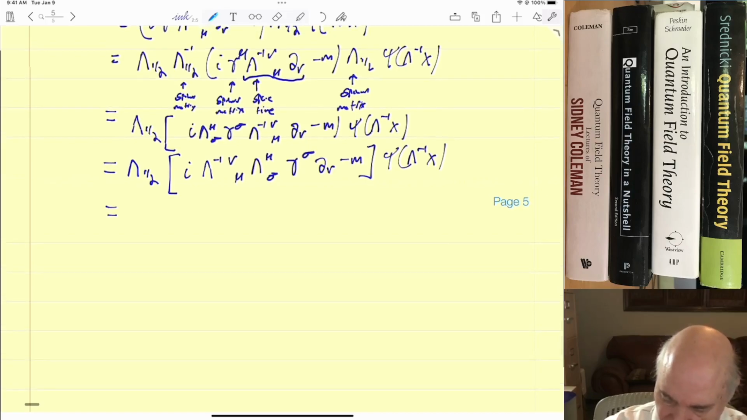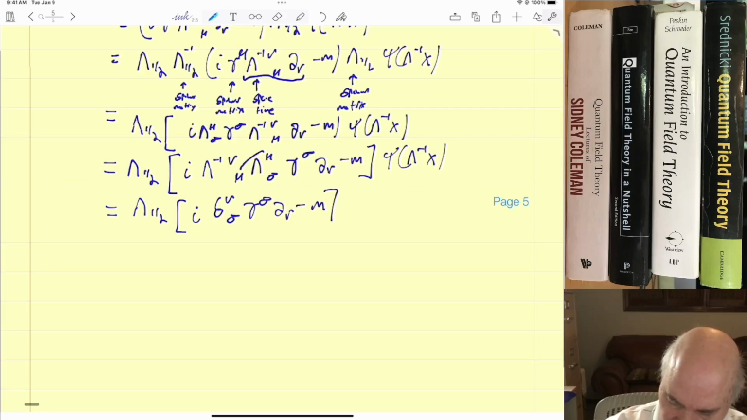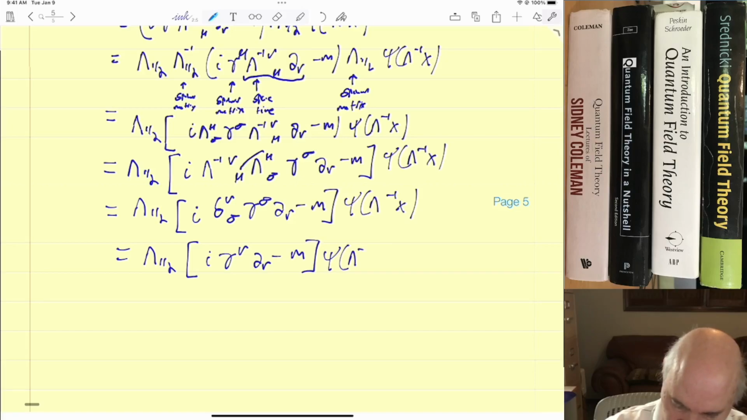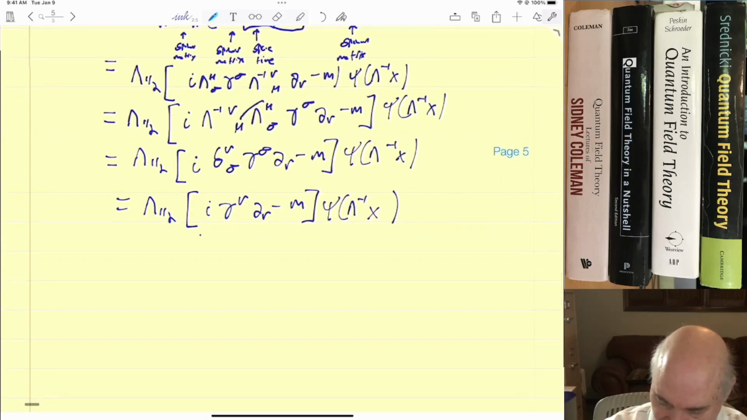Now, these two are inverse matrices. Notice the indices line up perfectly. So this becomes lambda to the 1/2 i delta nu sigma gamma sigma partial nu minus m psi of lambda inverse x. Now this is equal to lambda to the 1/2 i gamma nu partial nu minus m psi of lambda inverse x. And now the Dirac equation says that this is equal to 0.